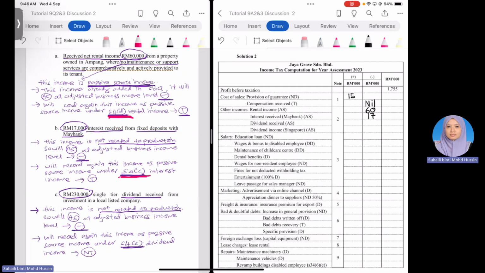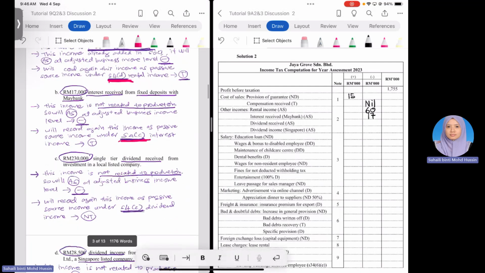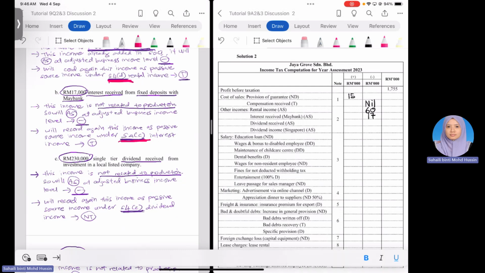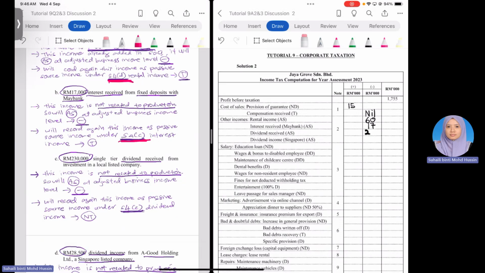Alright, and then 2C, the company also received income which is not related to their production of the household product. When they invest in a local listed company, they receive dividend income of 230,000 ringgit. It's not related to the production of the household product. So at the adjusted business income level, we have to minus the amount, and it will appear again under section 4 subsection C together with the interest.